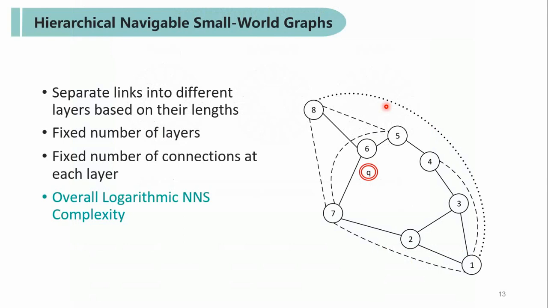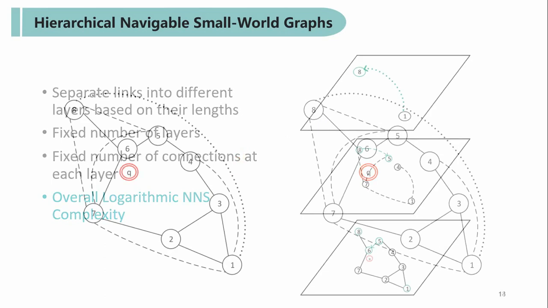Hierarchical navigable small world graphs are a further extension of small world graphs. The main extension is the separation of the links into different layers based on their lengths. So there will be a fixed number of layers in the graph and a fixed number of connections at each layer. In this way, the overall complexity will become logarithmic.